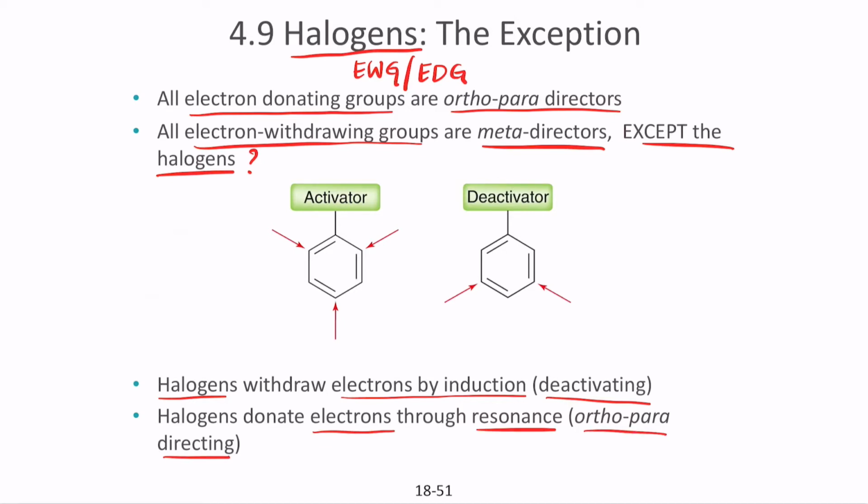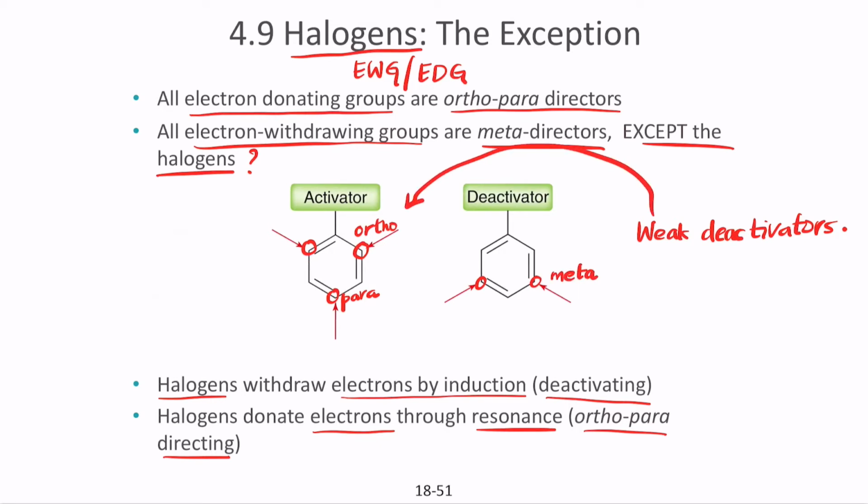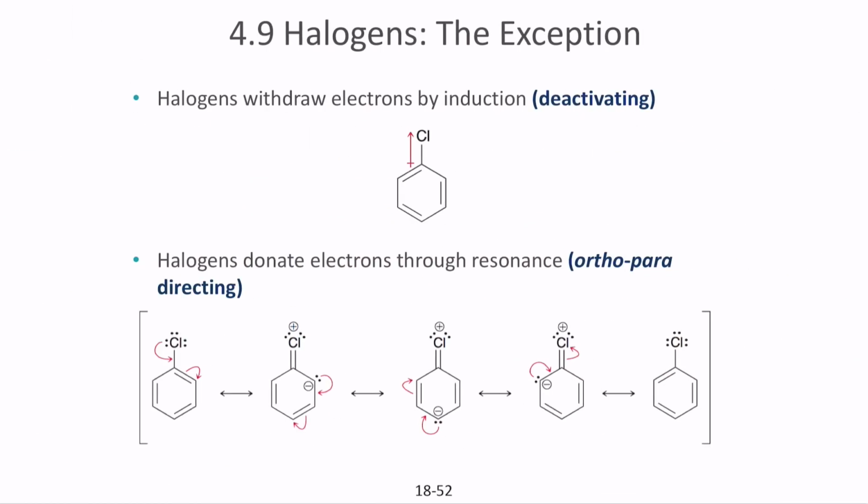Because they have both characters, we can consider halogens as weak deactivators, because they are in the realm between activators and deactivators. We know that activators direct towards ortho and para positions, and deactivators drive towards meta positions, but weak deactivators can also behave the same as activators. Halogens withdraw electrons by induction. They have an inductive effect which pulls electrons upwards; the electrons are always trying to withdraw towards the chlorine.